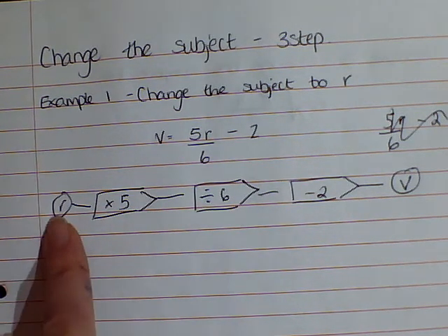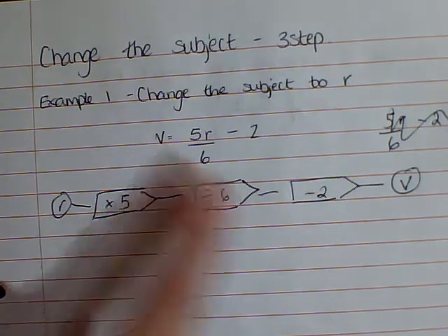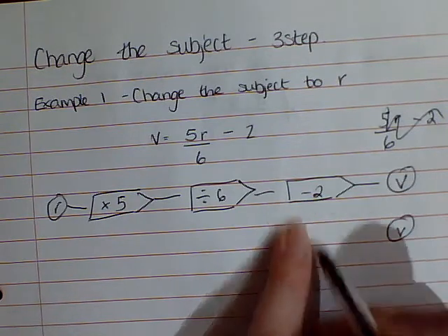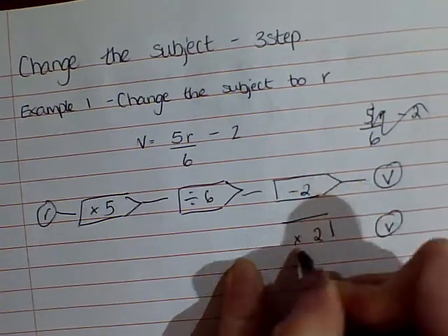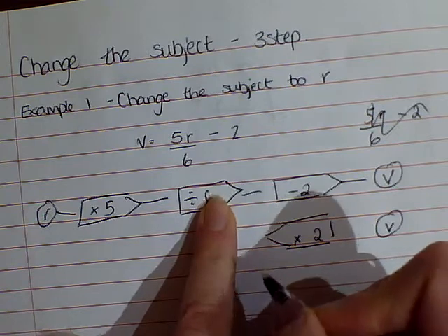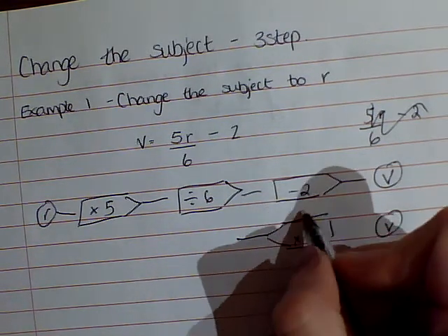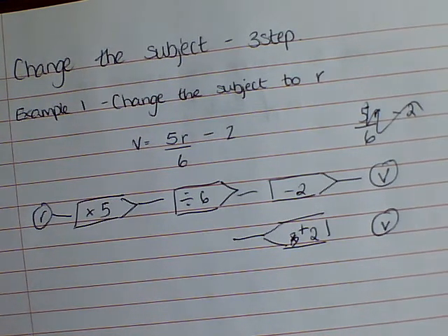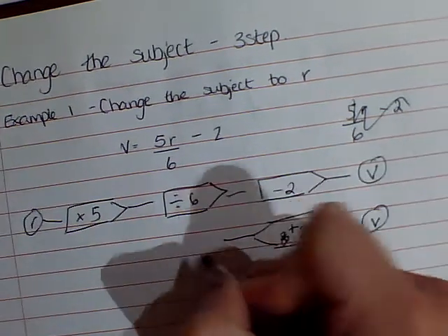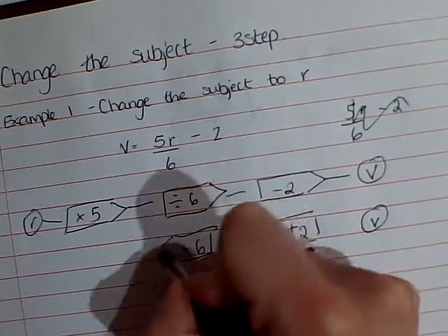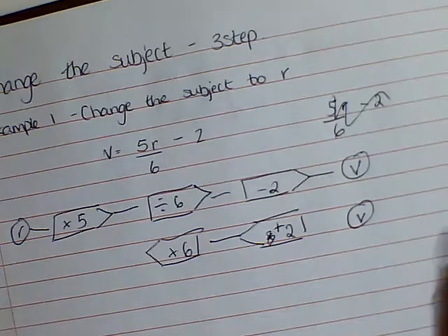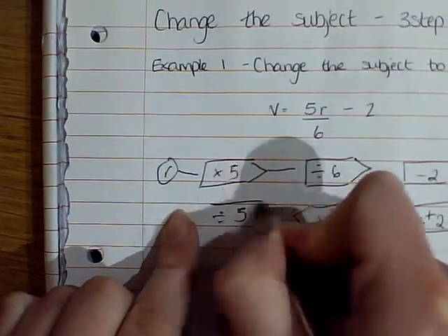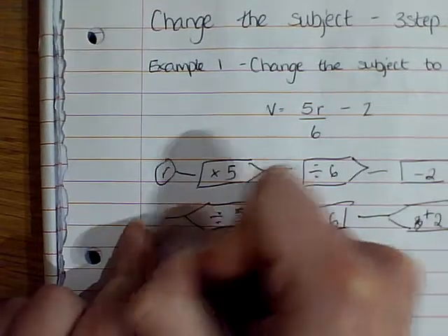To get R as my subject rather than V, we reverse the process. So V, opposite of subtract, times. Opposite of divide, opposite of subtract is add. Oh my, right, opposite of divide is times. And the opposite of times is to divide. As you all sit chuckling away at me. And that gets me R.